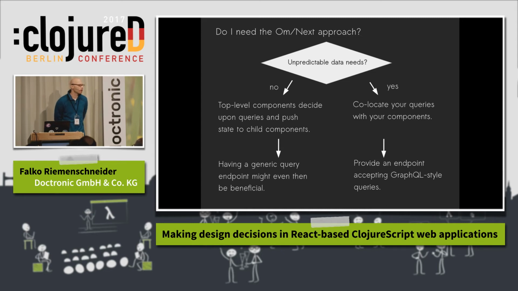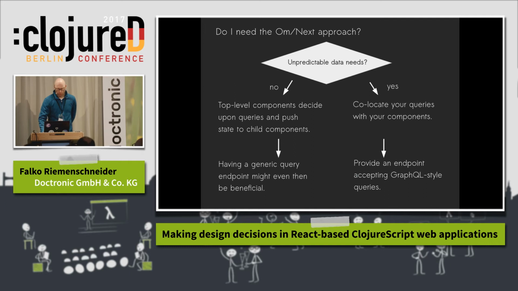In case you have a very complex application with very dynamic behavior and unpredictable data needs, it's probably really better to co-locate your queries and pick a library like OmNext, for example. And nevertheless, even if you decided that you don't use OmNext or co-located queries, it might still be very beneficial for you to provide something like a powerful remote backend endpoint that understands GraphQL-like queries, because this might spare you lots of specific endpoints that you might program otherwise.